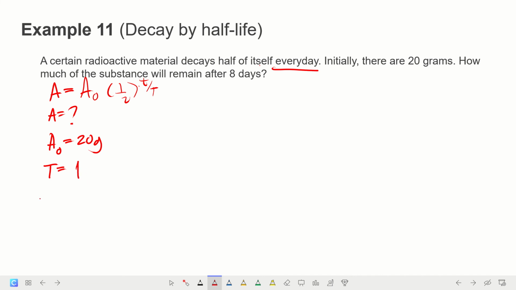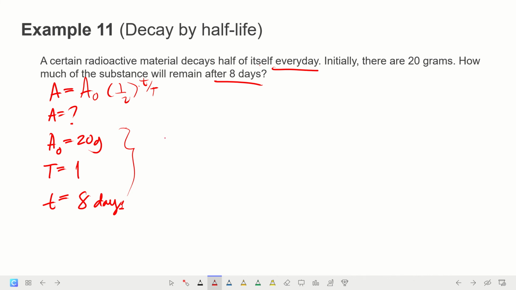And then, the defined interval of time is 8 days. Since the unit of time is 1 day, so 8 days, there's no need to convert. Therefore, we can now use these given values to solve for the future value.